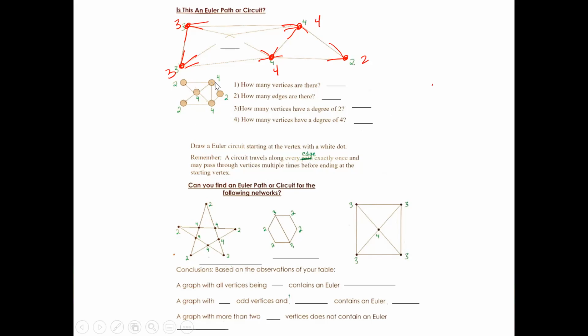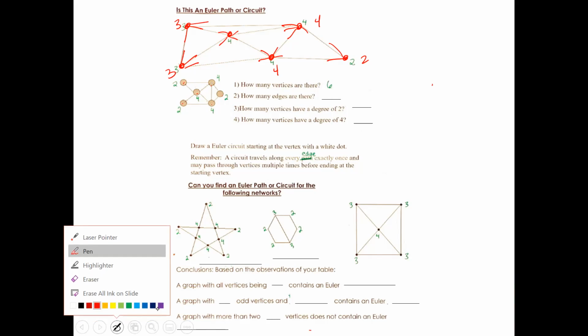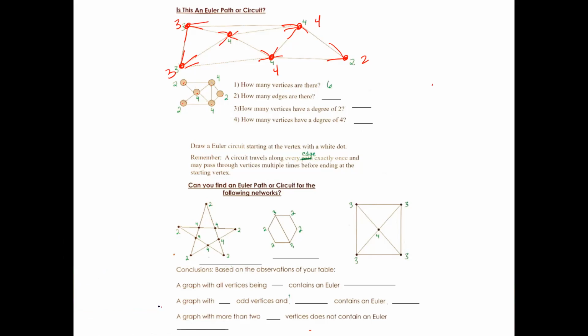So let's take a look at this one here. How many vertices are there? Vertices mean the little dots. So looking at this, 1, 2, 3, 4, 5, 6. Oh, and I missed one. This vertex here, it's 1, 2, 3, 4. All right, so then how many vertices are there? There are 6. 1, 2, 3, 4, 5, 6.